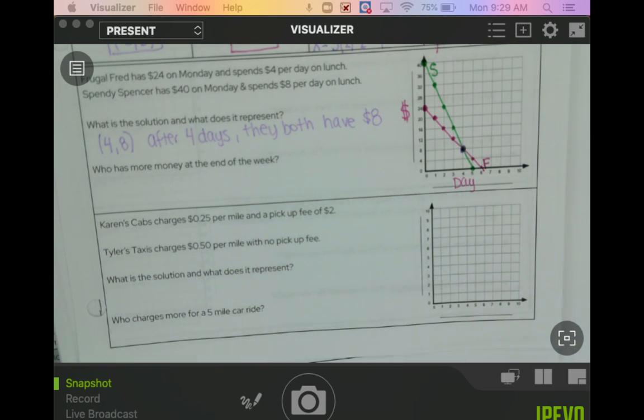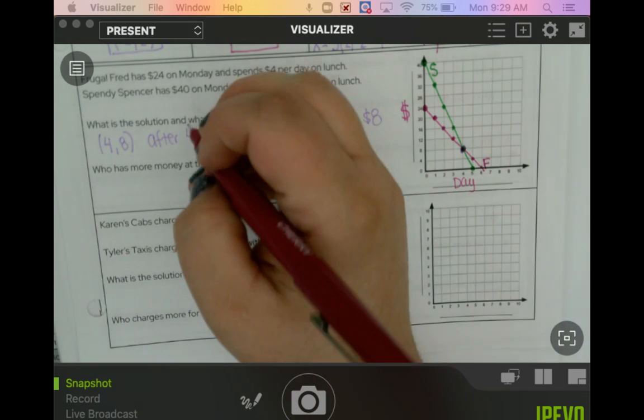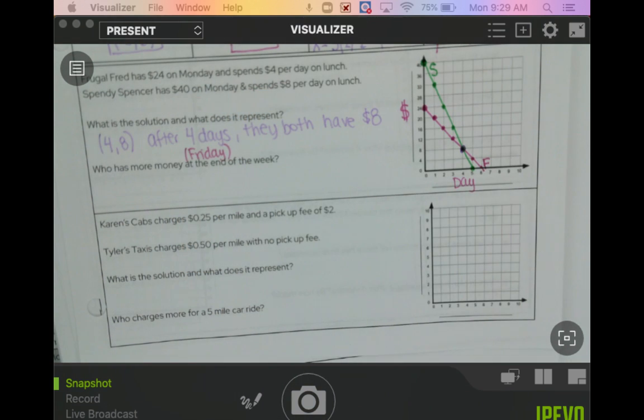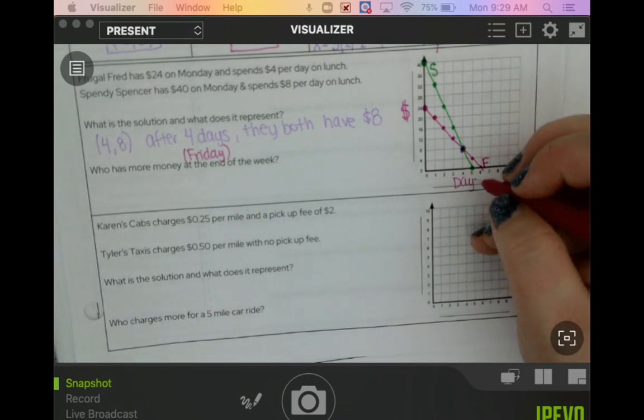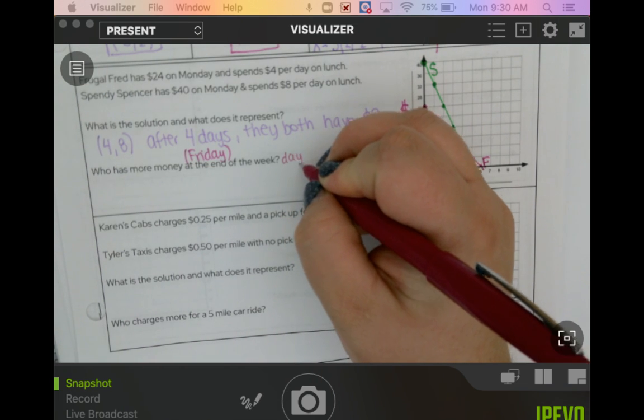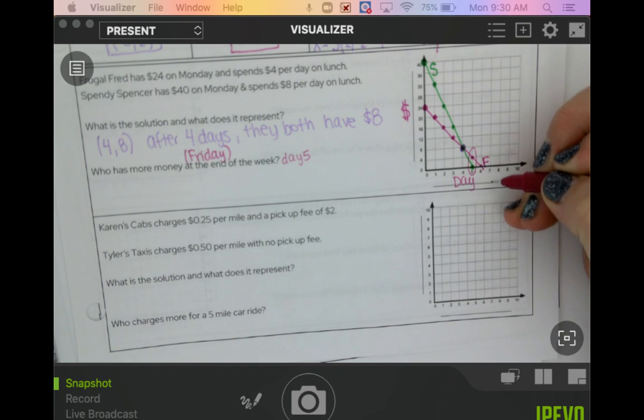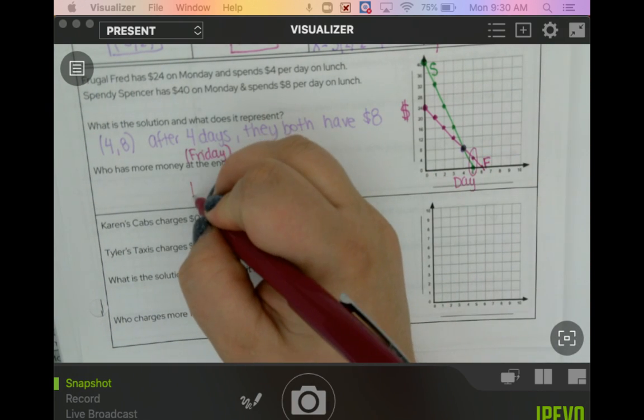Some people on this one also would say if Monday is the day that they're starting, then it would go Tuesday, Wednesday, Thursday, Friday. So technically 4 days later would be Friday. You don't have to go that far, that's fine. I'm just showing you that you could do that if you wanted to. And then it says who has more money at the end of the week. There are 5 days in a week, or at least in a school week. So that would be day 5. And if we go over to day 5, Spencer's out of money, but Fred still has $4 left. So Fred.